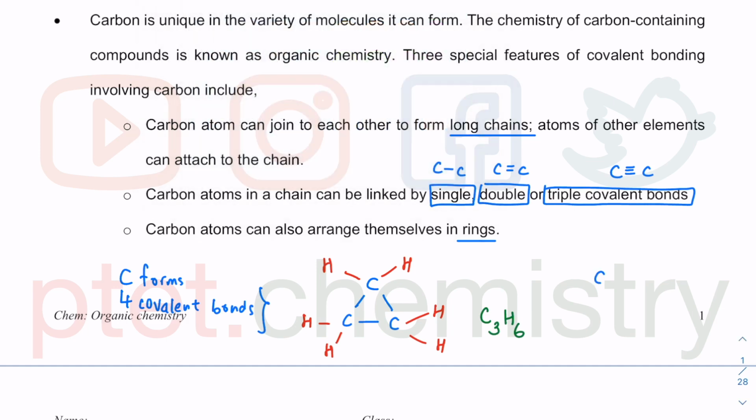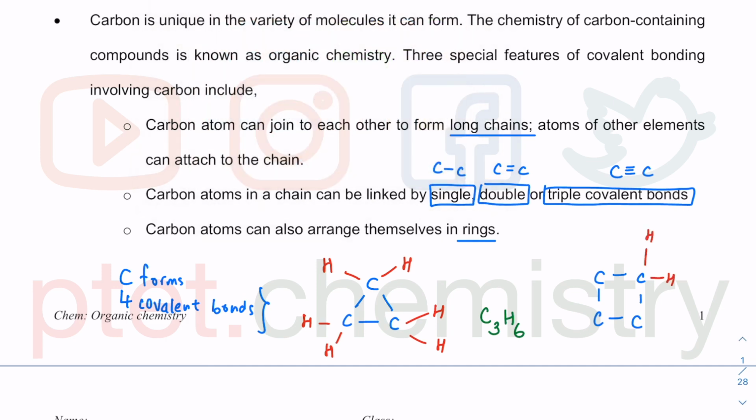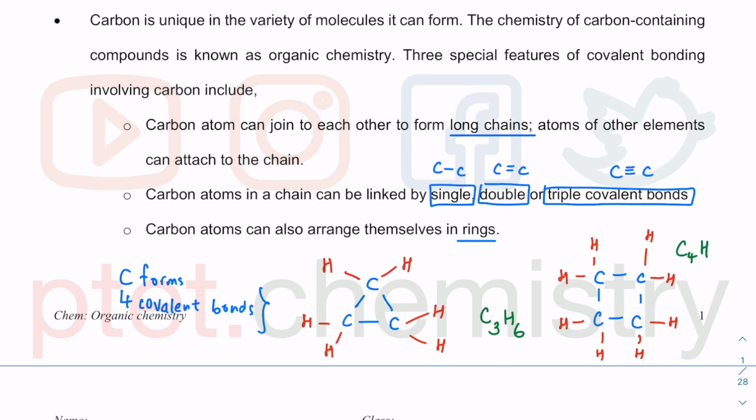Similarly, we could have a 4-membered ring like this, and then we could talk about carbon forming 4 covalent bonds. Similar kind of story. So we could then get C4H8 as your ring, 4-member ring there.